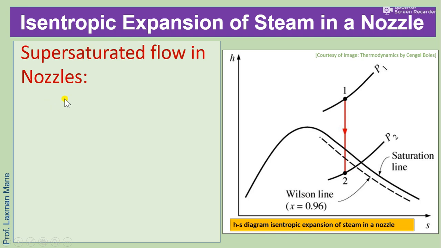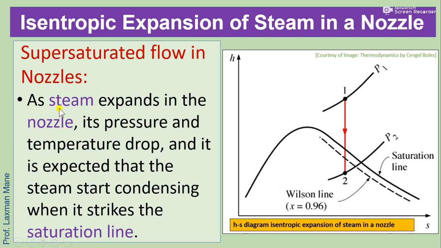Supersaturated flow in nozzles means the flow of steam in the nozzle is in a state of supersaturation. How? That we will see. As steam expands in the nozzle, its pressure and temperature drop, and it is expected that the steam starts condensing when it strikes the saturation line. Means at this point, the saturation line, steam should start condensing.